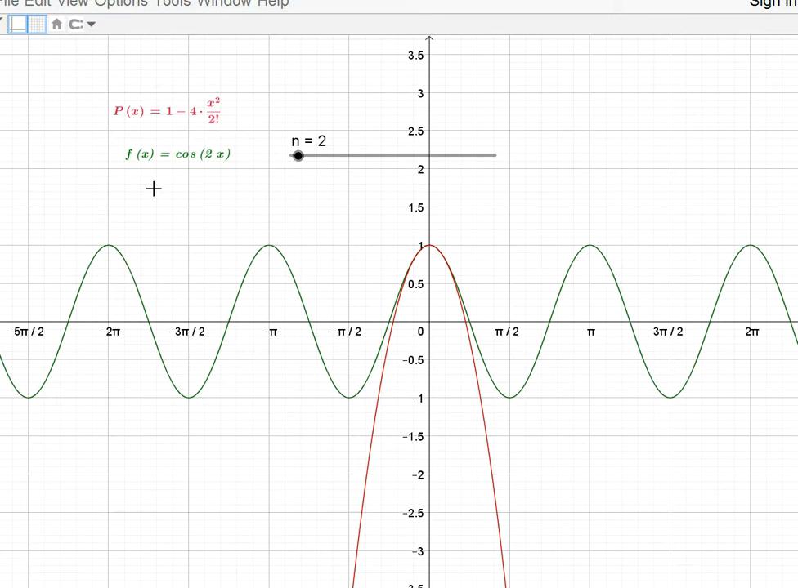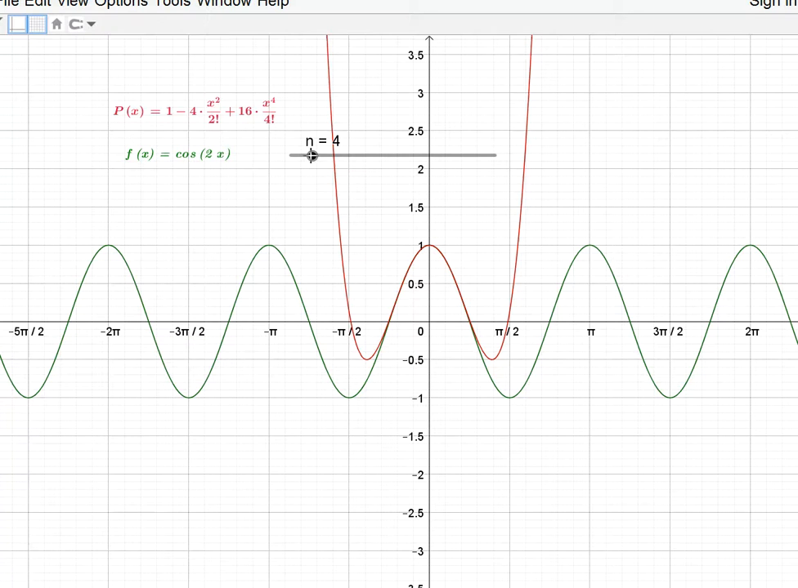Here we have a dynamic GeoGebra file to show you the function f(x) equals cos 2x in green and the approximation being used in red. So here we are just taking it to the x squared term. This is what it would look like if we take it to the x to the 4 term, which is what we've just looked at, the first three non-zero terms.